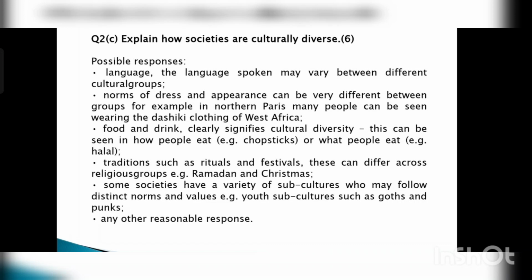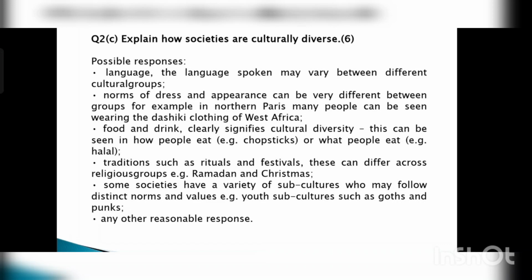And as you know, Muslims are also not allowed to drink alcohol, whereas it's very common in Western societies. Traditions such as rituals and festivals can differ across religious groups, for example Ramzan and Christmas. So we also have differences in traditions, rituals, functions and festivals. Like Muslims, they fast in the month of Ramadan. They celebrate Eid al-Fitr. They celebrate Eid al-Azha.